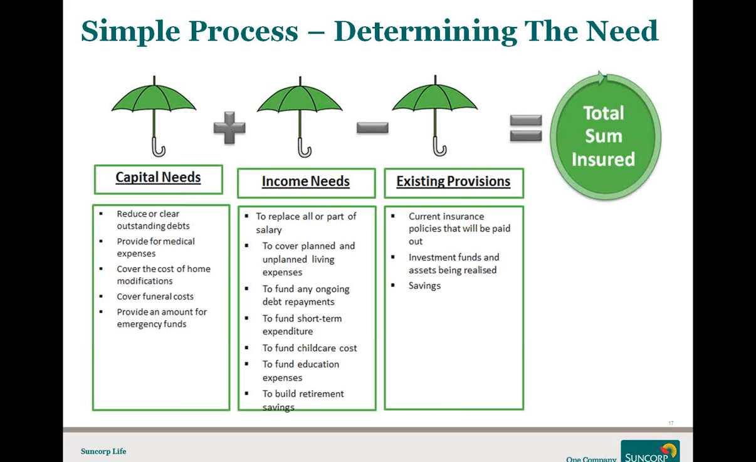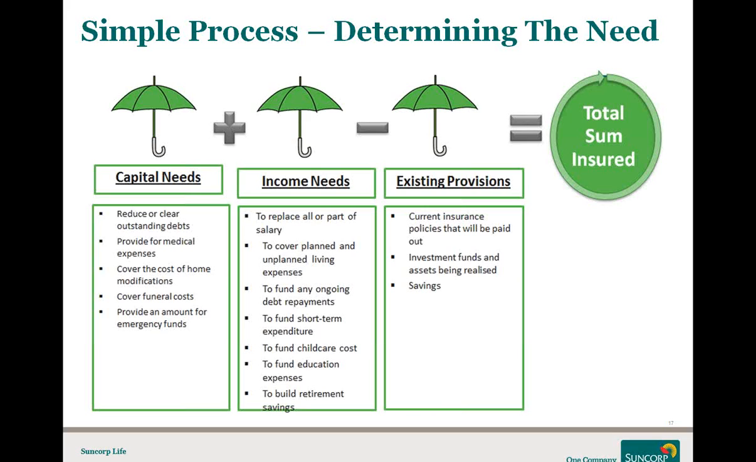So each element of this process needs to be linked back to the client and clearly explained in your SOA. If we look at the capital needs section, we need to be looking at reducing any debt, providing for medical expenses, covering the cost of home modifications, covering funeral costs where relevant, and possibly providing an amount for emergency funds.